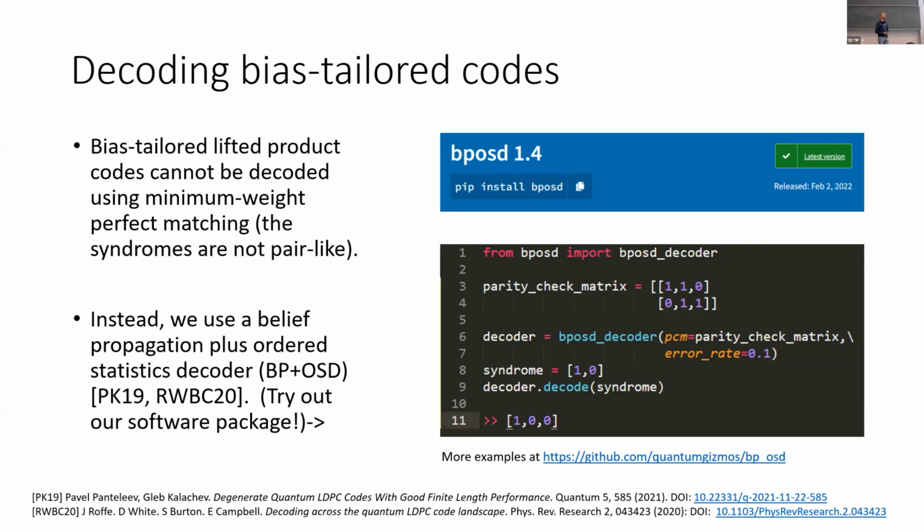However, what we found is that a belief propagation based decoder augmented with order statistics decoding works extremely well. There's not time to go into this in detail today. However, we have open sourced our implementation of this decoder that you can also install via pip. And there's an example of how you can go from importing this decoder to doing some decoding within 10 lines of code. So feel free to try it out if you're interested.